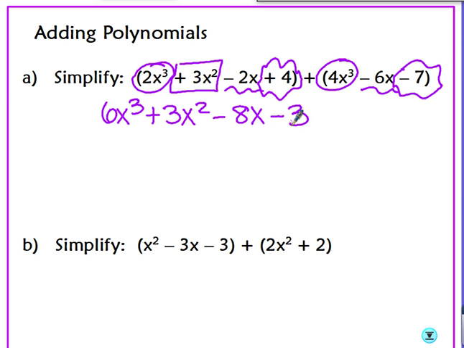For example number 2, you have the polynomial x squared minus 3x minus 3 being added to the polynomial 2x squared plus 2.